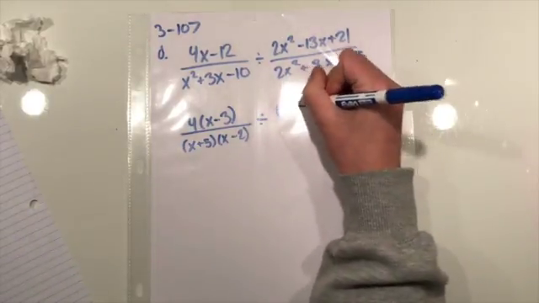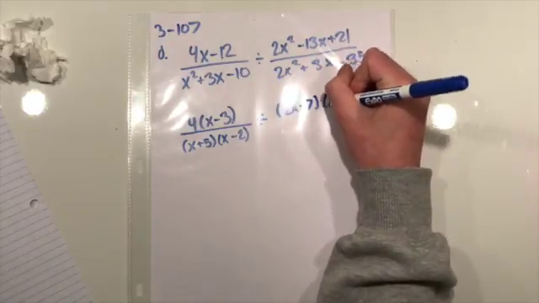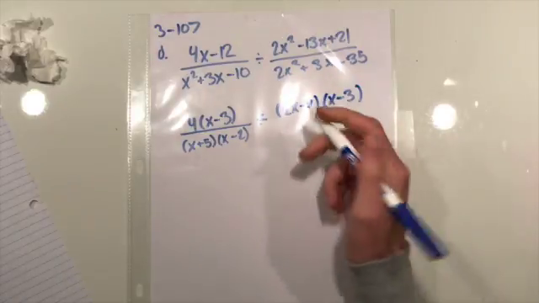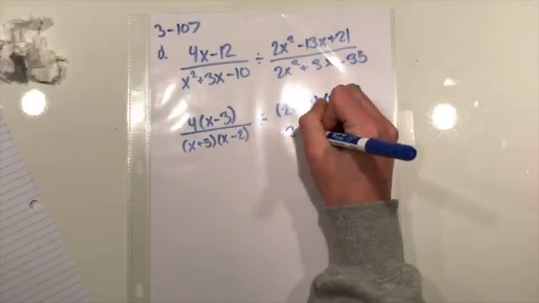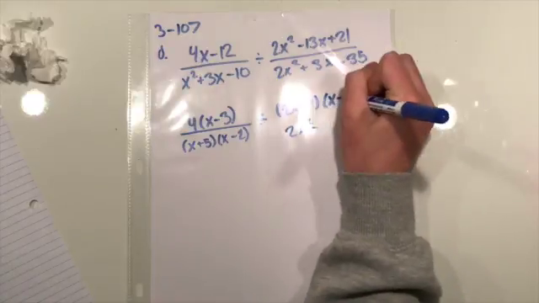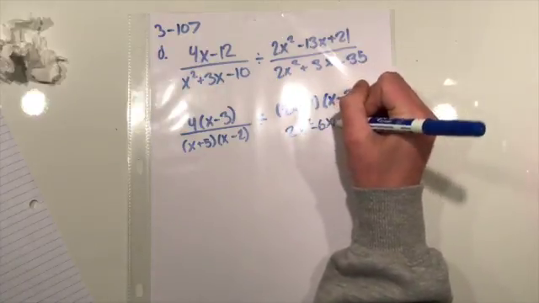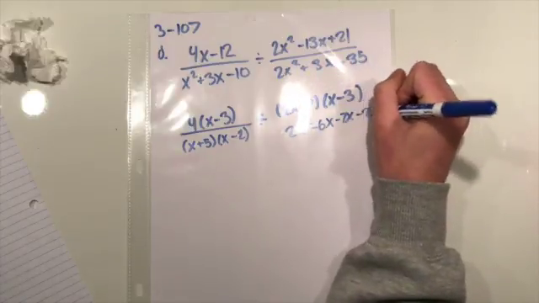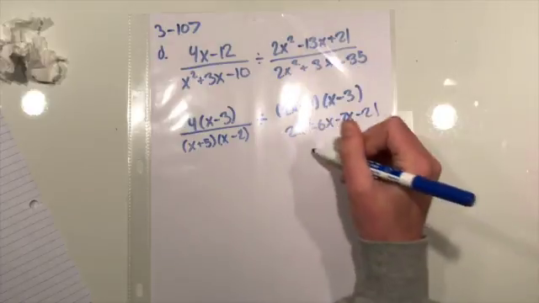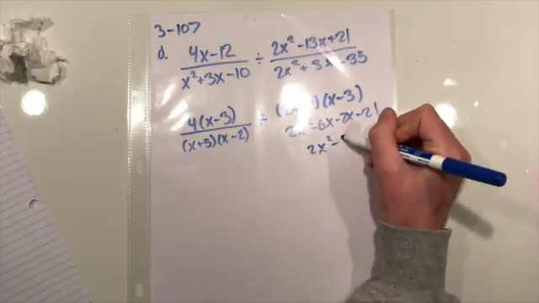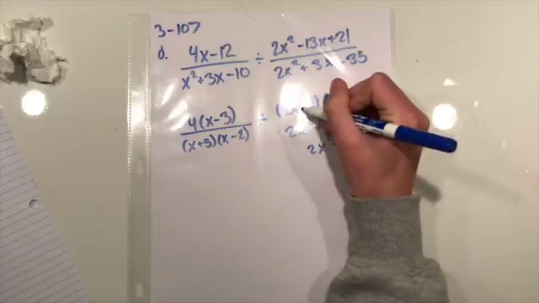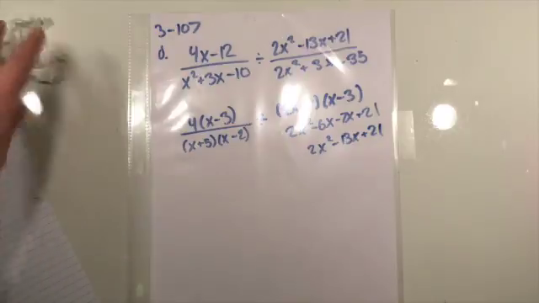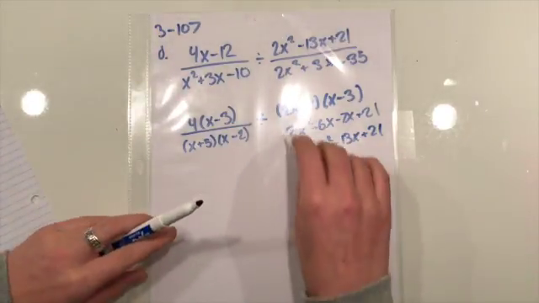So it's going to look like (2x minus 7)(x minus 3). If we FOIL it out again, we get 2x squared minus 6x, minus 7x, and then plus 21. Oh, this is plus, sorry. So these are the same equation. Just checking back the work.